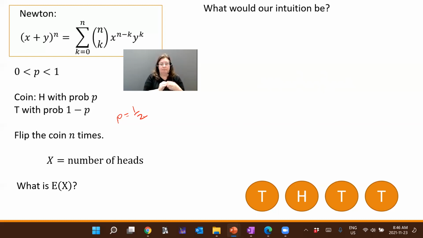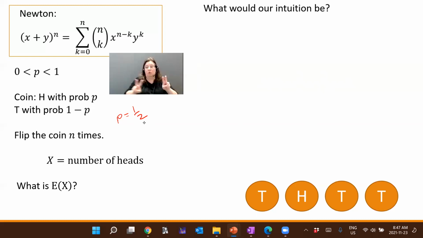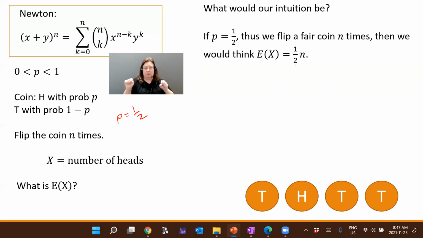2, yeah. So the average would be 2, right? Because we have probability 1/2. So we would expect to see about 2 out of 4 on average. So 1/2 of however many coin flips we had. If the probability of success was 1/3, well, that basically means that 1 out of 3 coin flips will be heads. So we would expect to see about 1/3 of our total coin flips coming up heads.